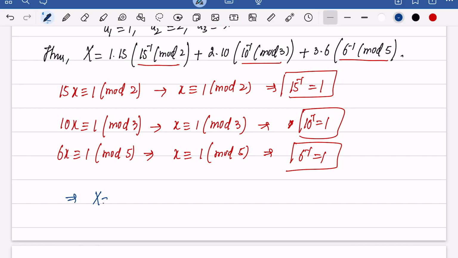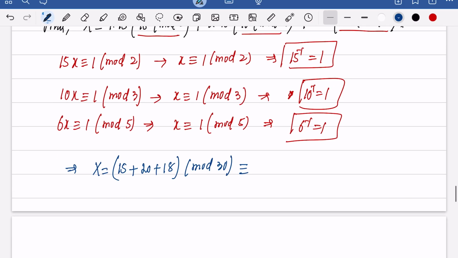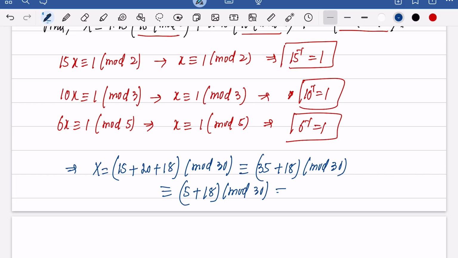So x is equal to 1 into 15, that is 15, into 15 inverse, that is 1. Now 2 into 10 is 20, into 1, that is again 20, and 3 into 6 into 1 is 18. We have computed this whole as modulo 30. Now this is congruent to 15 plus 20, that is 35, plus 18 modulo 30. Applying modulo 30 on 35, it leaves the remainder 5, then plus 18, and finally this is congruent to 18 plus 5, that is 23 modulo 30. So therefore 23 is the solution.